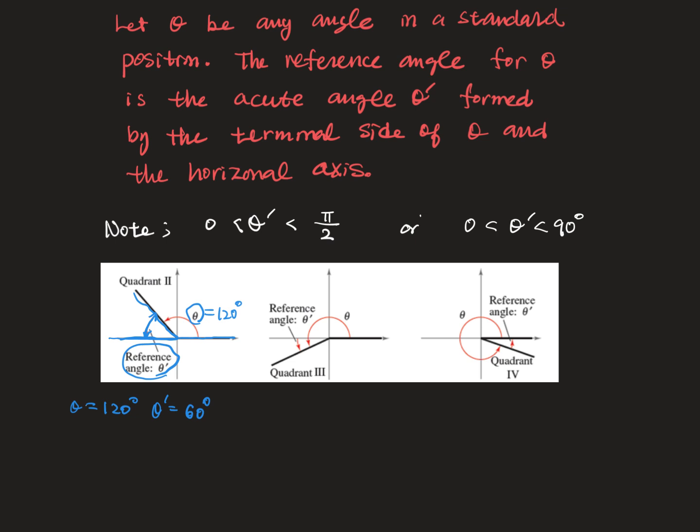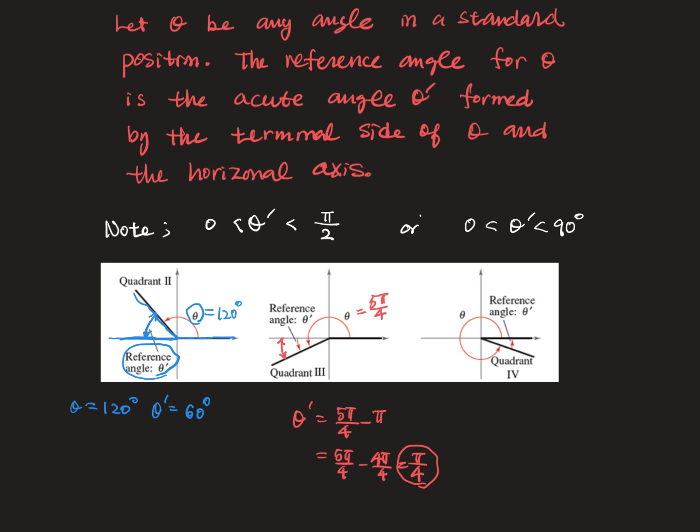Another example is quadrant 3. Let's say the angle is 5 pi over 4. That's a quadrant 3 angle, and this is the reference angle. So theta prime is 5 pi over 4 minus pi, which is 5 pi over 4 minus 4 pi over 4, that's pi over 4. That's the reference angle. The reference angle cannot be bigger than pi over 2, so just keep that in mind.